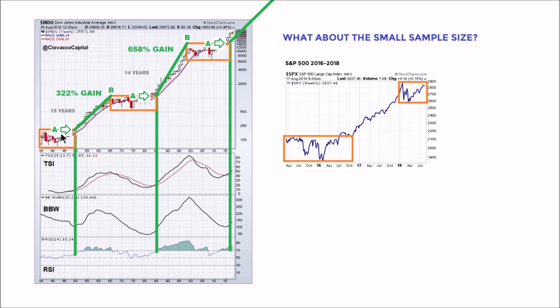The longer we go sideways, the bigger the move we can expect to get. That applies to shorter term time frames. It applies to the present day. The S&P 500 went sideways, consolidated in 2016, and was followed by a strong secular trend.